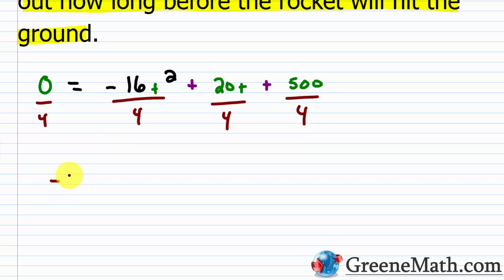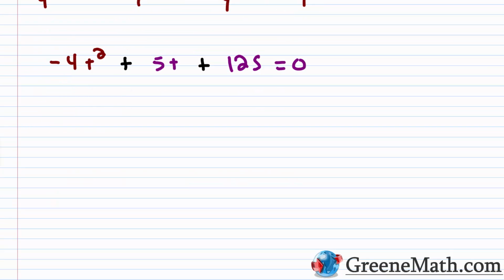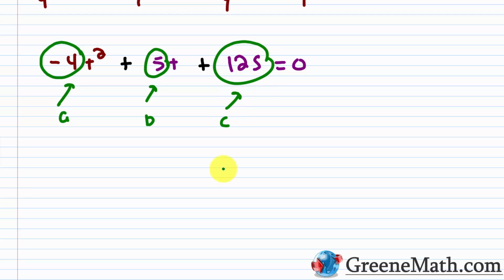So I'm going to get negative 4t squared, then plus, 20 over 4 is 5, so 5t, and then plus 500 divided by 4 is 125. This equals 0. Okay, let's go ahead and plug into the quadratic formula. We know that this negative 4 would be A, this 5 would be B, and this would be C, this 125.